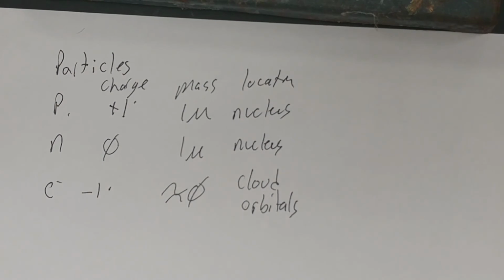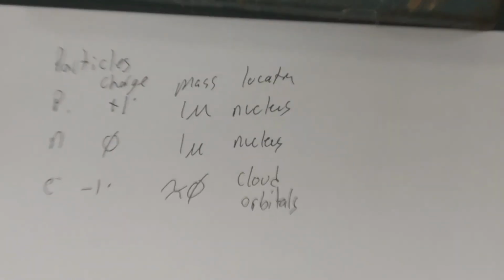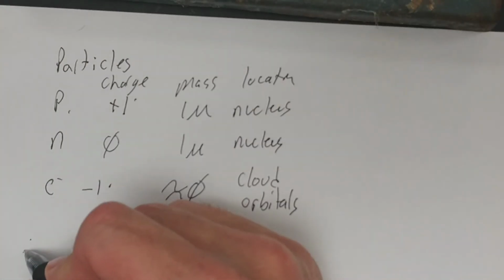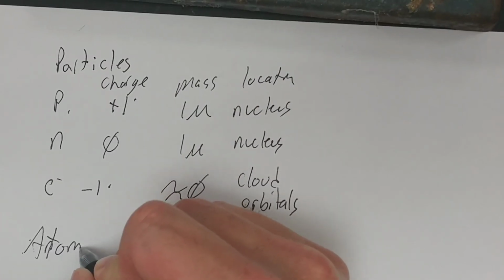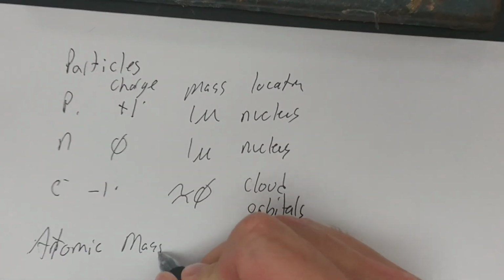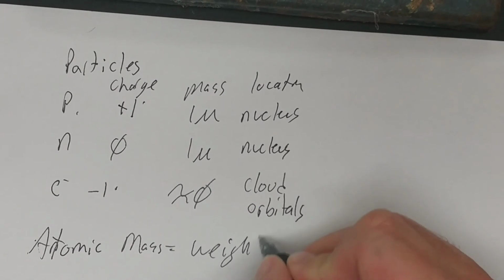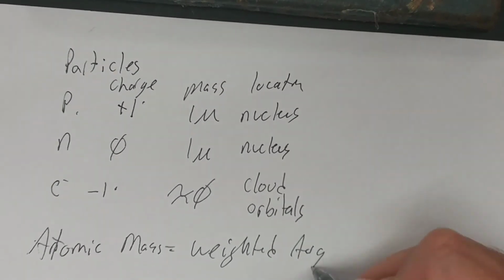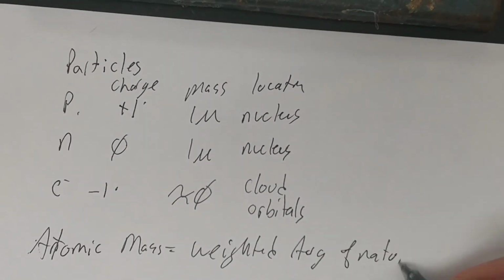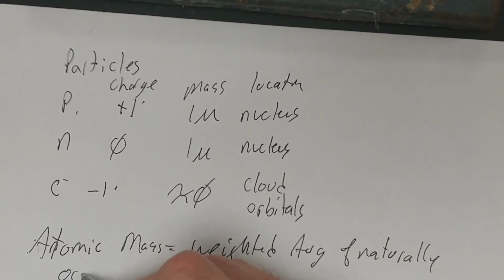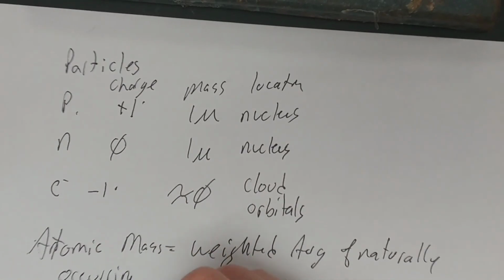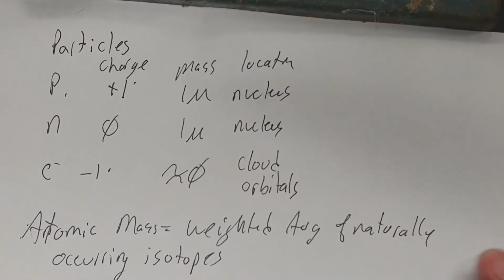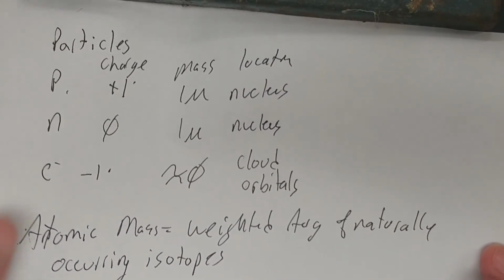Okay? Let's see. What else from Unit 1? Atomic mass is the weighted average of the naturally occurring isotopes. That's one where you have to do that crazy math.